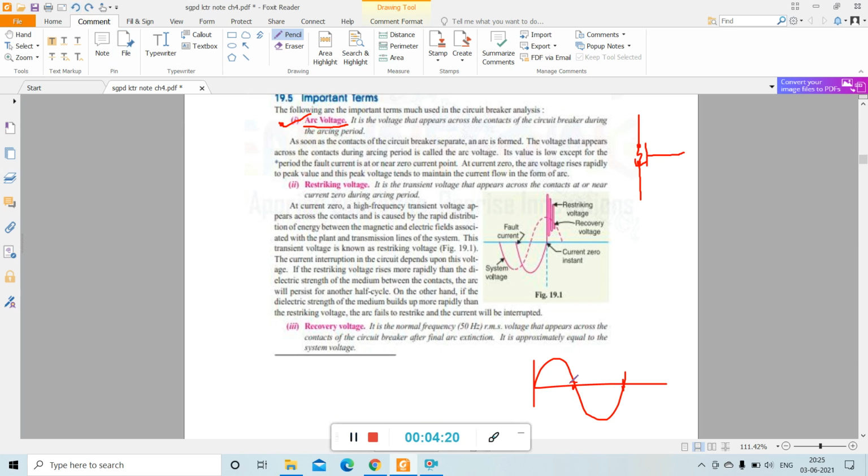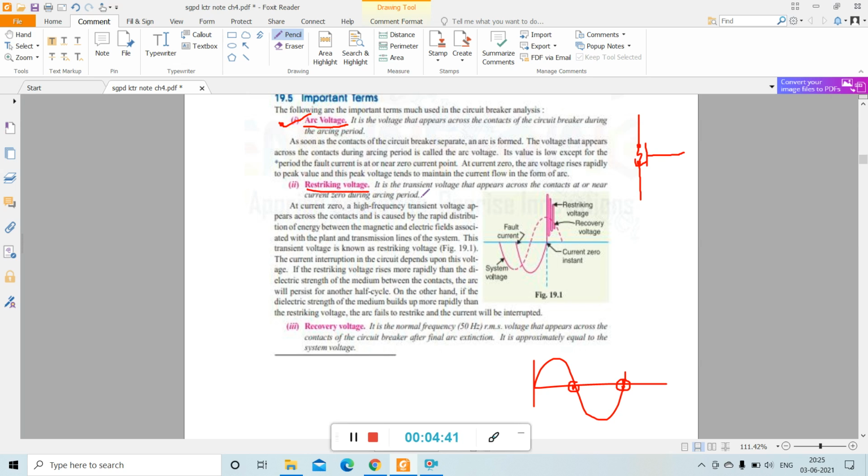Its value at this point is low. That means at or near current zero position, the arc voltage value is low. At current zero, the arc voltage rises rapidly to a peak value, and the peak voltage tends to maintain the current flow in the form of arc. And the next term is restriking voltage.